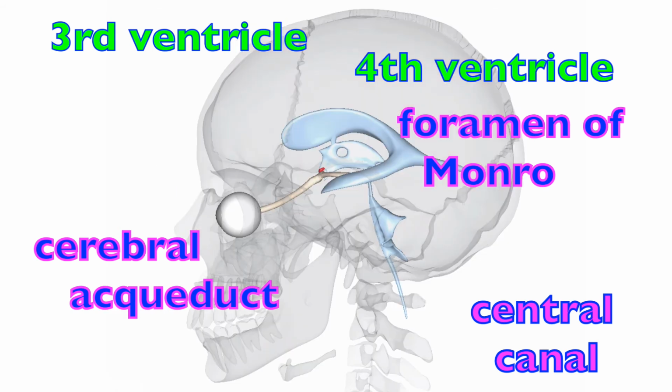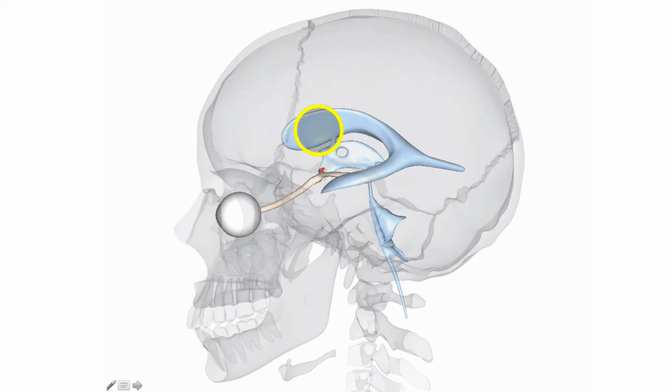If we look at this image right here, we get a better grasp of the lateral ventricles. This is the third ventricle. This is the foramen of Monro. Fourth ventricle, cerebral aqueduct connecting the third ventricle to the fourth ventricle, and then leaving the fourth ventricle is the central canal.